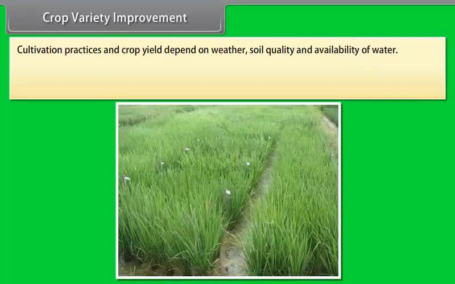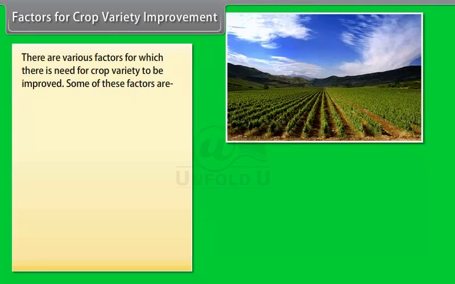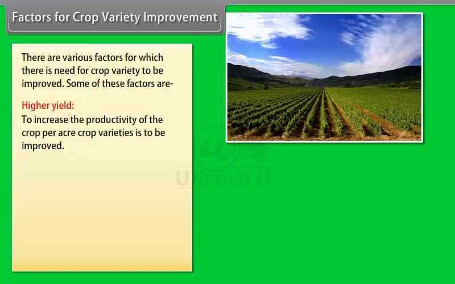Cultivation practices and crop yield depend on weather, soil quality, and availability of water. Since weather conditions such as drought and flood situations are unpredictable, varieties that can be grown in diverse climatic conditions and tolerant to high soil salinity have been developed and are useful. Factors for crop variety improvement. There are various factors for which there is need for crop variety to be improved. Some of these factors are higher yield. To increase the productivity of the crop per acre, crop varieties are to be improved.